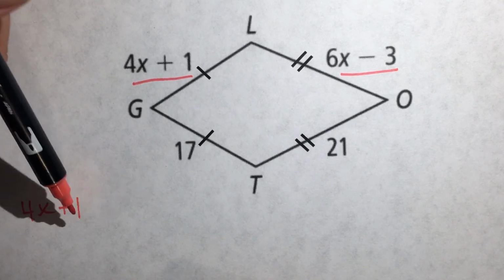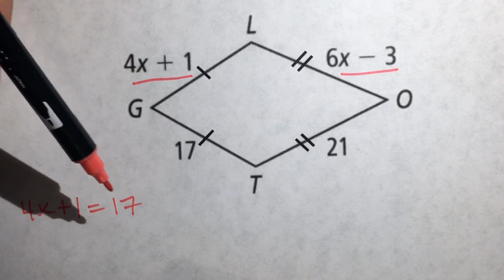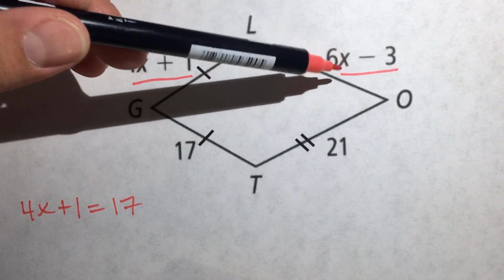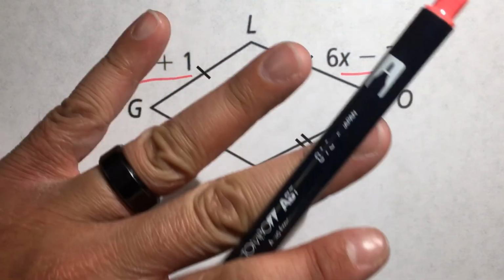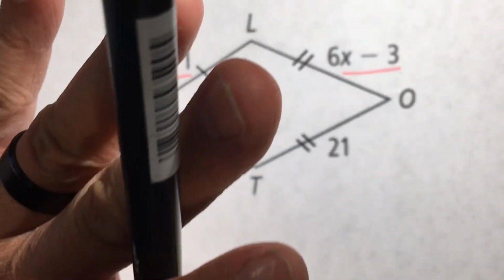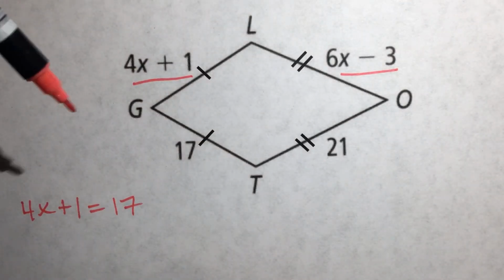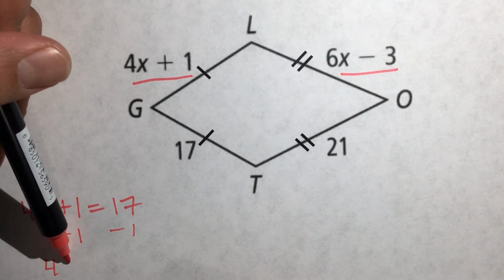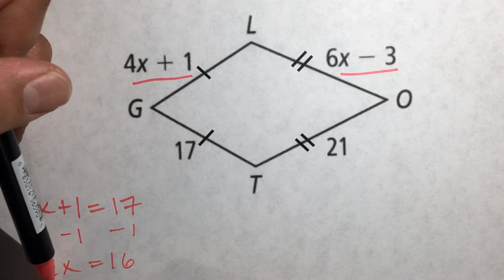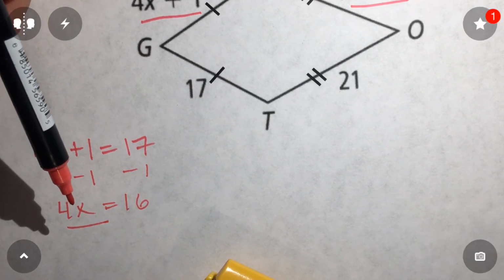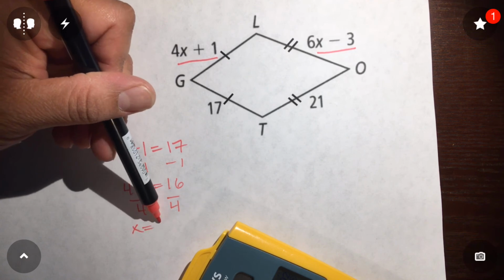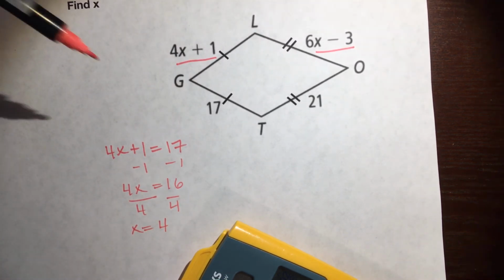4x plus 1 is equal to 17. And you're thinking in your brain, but I really want to use that x also. Don't worry, we'll get there. Okay, and so we're going to subtract 1 from both sides. 4x is equal to 16. Divide both sides by 4. X is equal to 4.